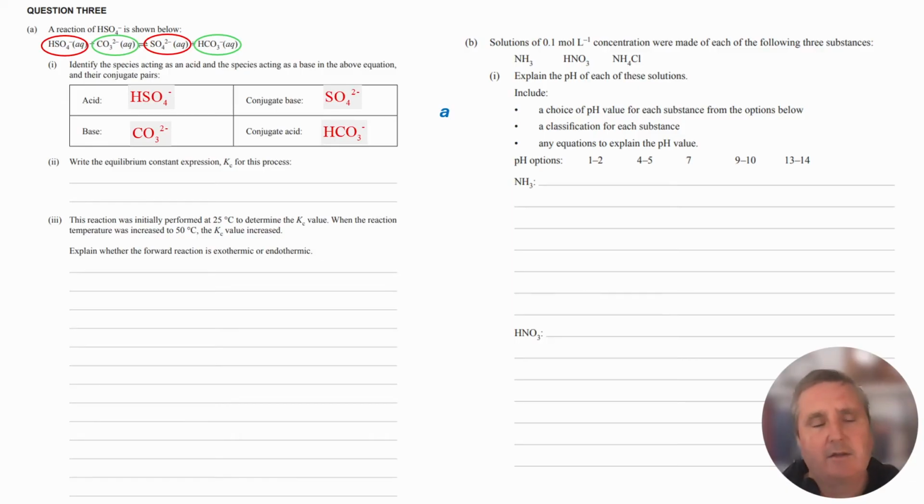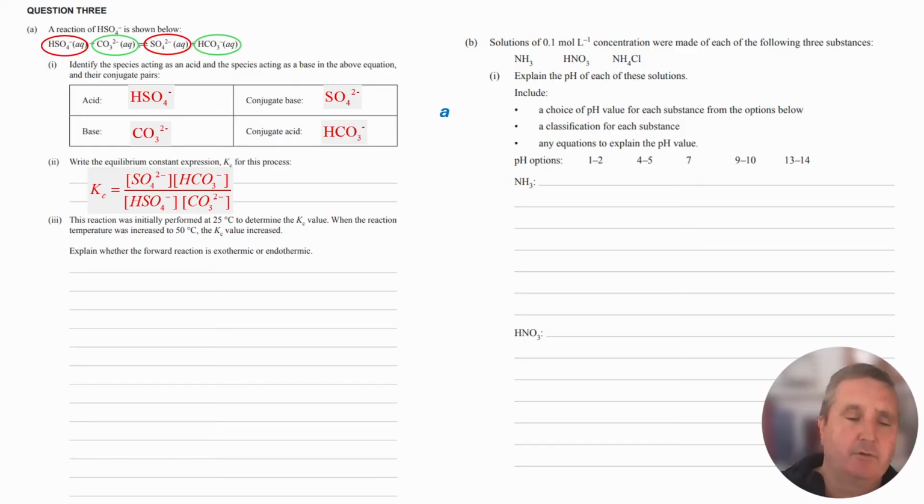The next thing, well, they're asking us again to do something with a Kc. They want us to give the expression. Okay, so Kc equals the terms for the products multiplied by the terms for the reactants, with their coefficients as exponents, but the coefficients are all absent from here. They're all 1, so we don't need to worry about exponents. So it's just SO4 2 minus concentration times hydrogen carbonate concentration over hydrogen sulfate concentration times carbonate concentration. Okay, that's nice. It's an easy way to pick up a grade.